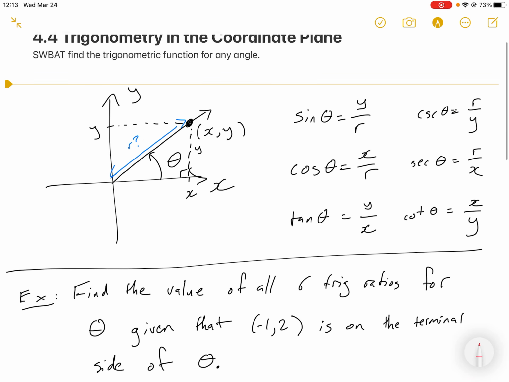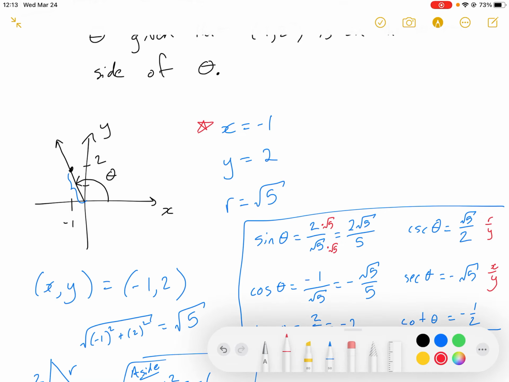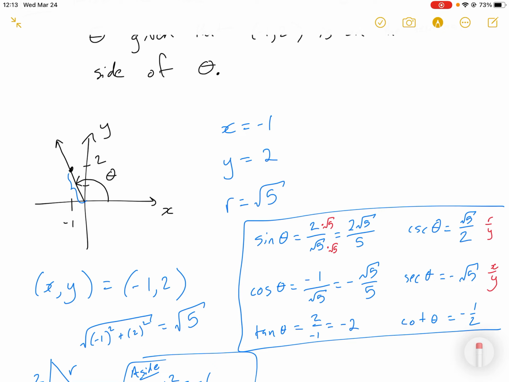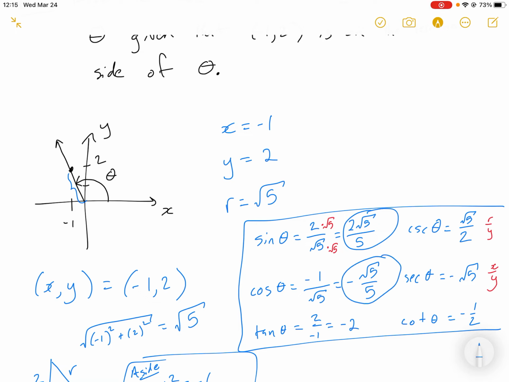So notice I'm really just going back to these definitions I gave you here. For example, cosecant, I just did r over y. For cotangent, I did x over y, and I'm getting those numbers here. And then those are my answers. So we end up with sine, cosine, tangent, cosecant, secant, and cotangent of theta.